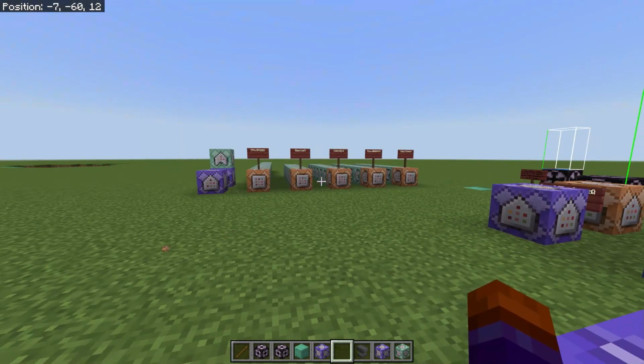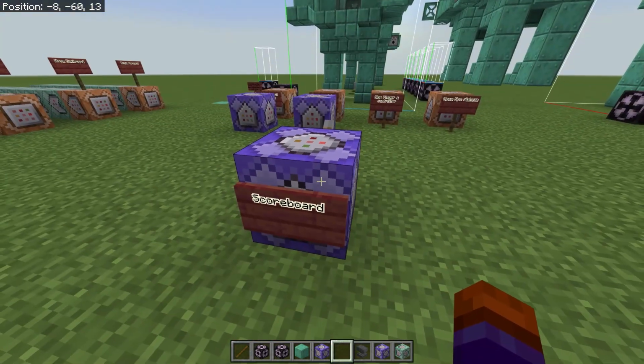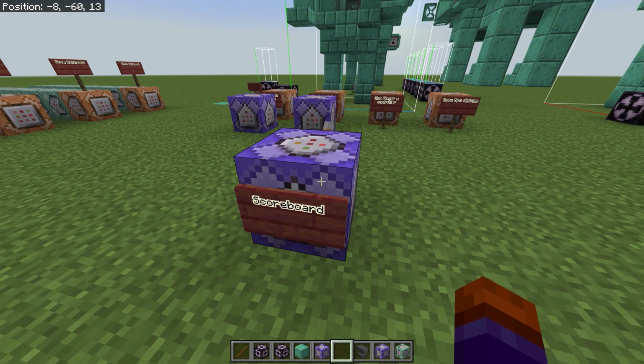So yeah, I'm going to start off first with the scoreboard objective. So if you haven't seen this before, if you want to check out a full scoreboard thing for a Skygen or something, then check out my 10 easiest commands video.